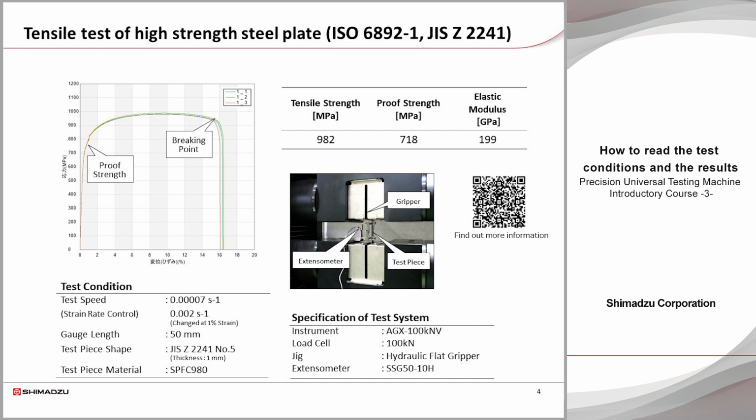Here are the results of a tensile test on high-strength steel plates. In this test specimen, SPFC 980, which has a strength of more than 980 megapascal, was tested using a hydraulic flat gripper for stable gripping on high-strength steel plates. This test case showed a tensile strength of 982 megapascal. In addition, the elastic modulus calculated from this result was 199 gigapascal.